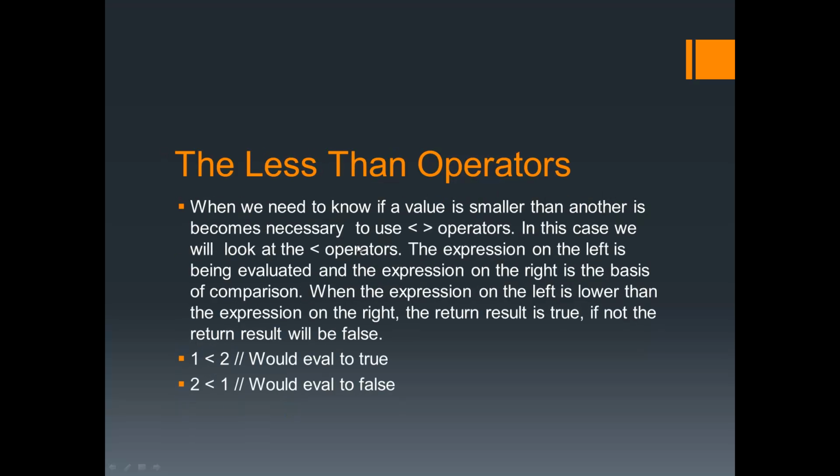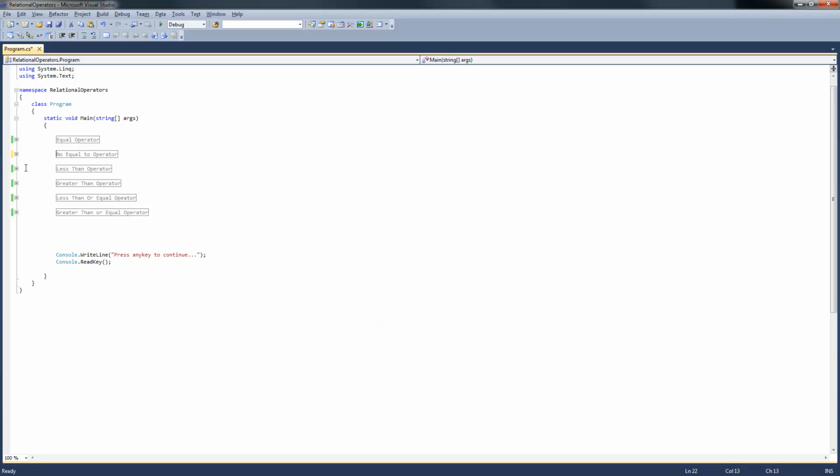Okay, next one is the less than operator. When you need to know if a value is smaller than another, it becomes necessary to use the less than or greater than operators. In this case, we will look at the less than operator. The expression on the left is being evaluated, and the expression on the right is the basis for comparison. When the expression on the left is lower than the expression on the right, the return result is true. If not, the return result will always be false. So basically, is 1 less than 2? Of course it is. Is 2 less than 1? Obviously not. This is basic math stuff again that we all should know.